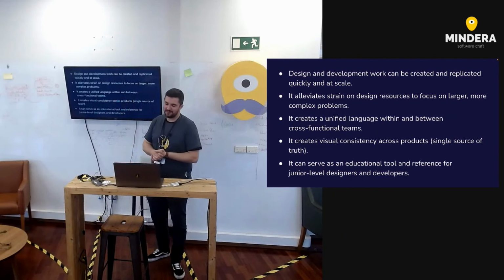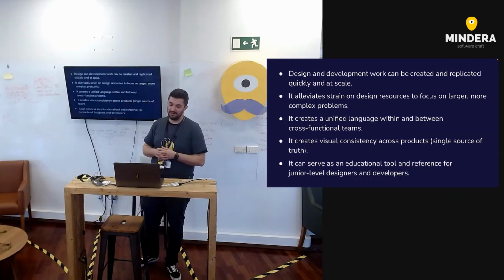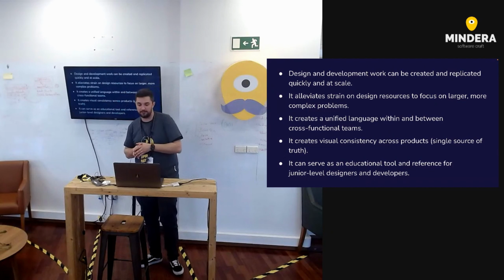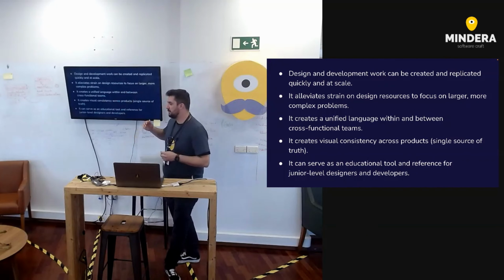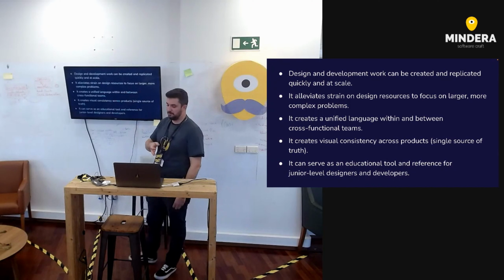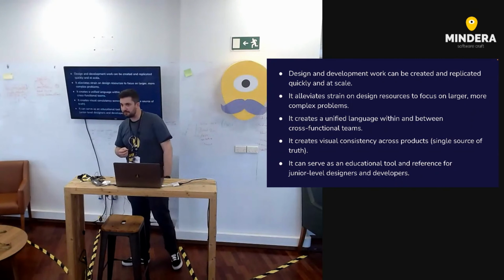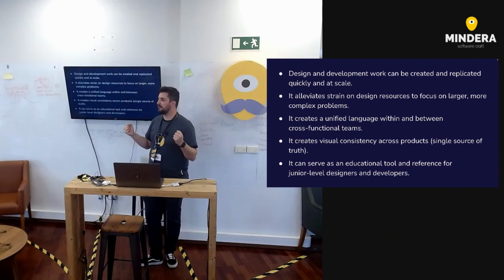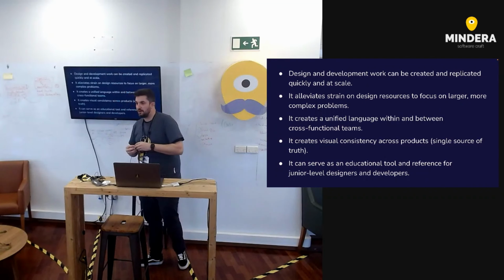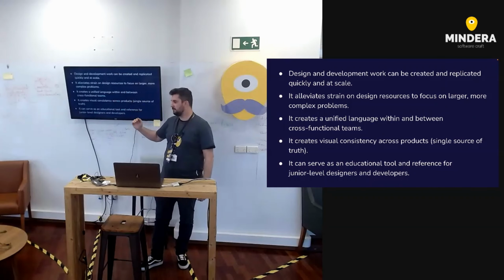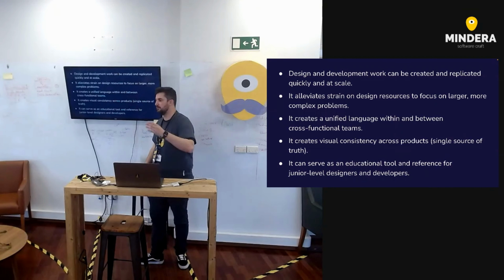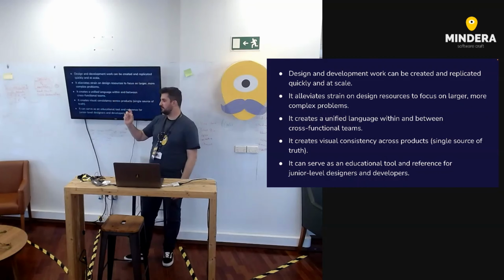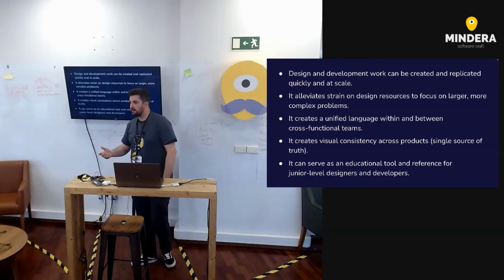Another benefit of having a design system is that it creates a unified language within and between cross-functional teams. In the next slides, we will see more than that. For example, we can have designers and developers talking the same language. For example, you define tokens like space 1, space 2, space 3, which will be 4 pixels, 8 pixels. It's an associated measure.